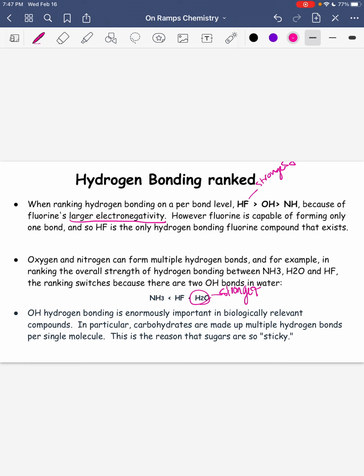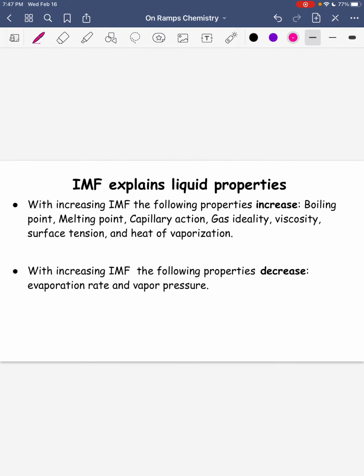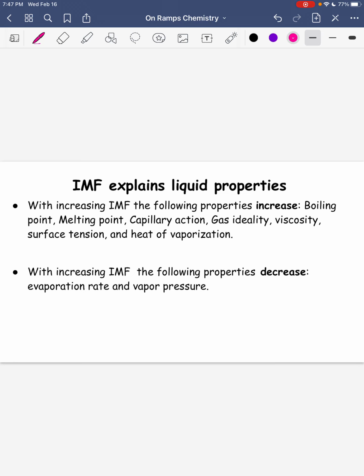OH bonding is also important in biological compounds. We see OH bonding in carbohydrates. They're made up of multiple hydrogen bonds, and this is why sugars are so sticky. So IMF explains liquid properties. With increasing IMF, the following properties increase.